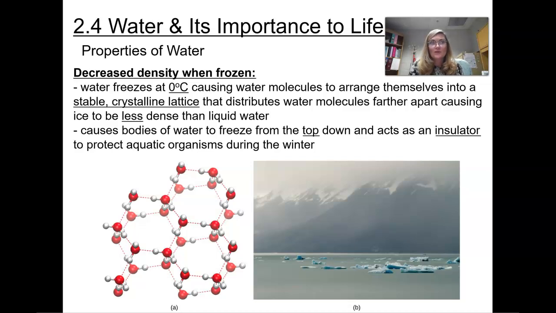It also, when it's frozen, will have a decreased density. Water is going to freeze at 0 degrees Celsius, and that's going to cause the water molecules to arrange themselves into a stable crystalline lattice. That lattice structure is what you see in the picture below. That's going to distribute the water molecules further apart and cause the ice to be less dense than it is when it's a liquid. When it's a liquid, they're all together and they can be really close together. But as it freezes, it causes them to spread apart. As it spreads apart, it becomes less dense, and therefore it will float.